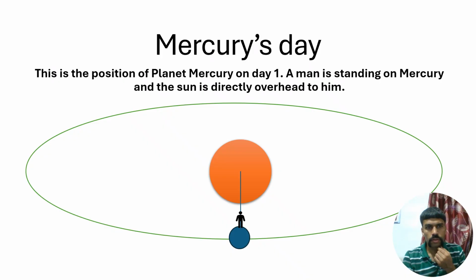Mercury's day. This is the position of planet Mercury on day 1. A man is standing on Mercury and the sun is directly overhead to him. Now let us calculate what a day on Mercury is.